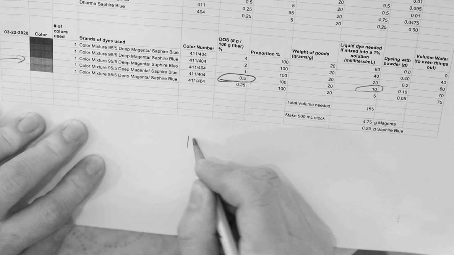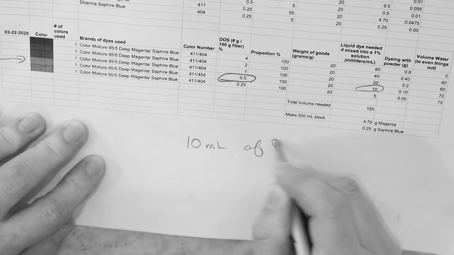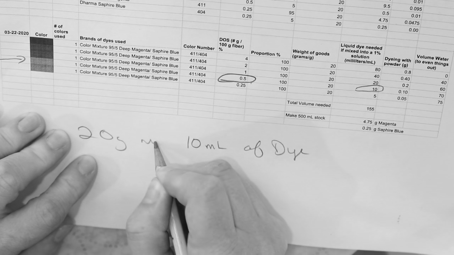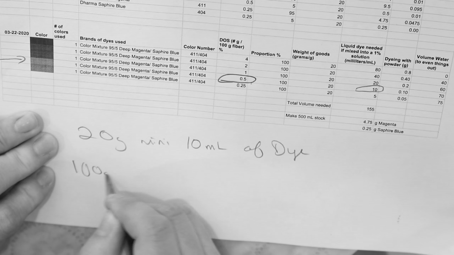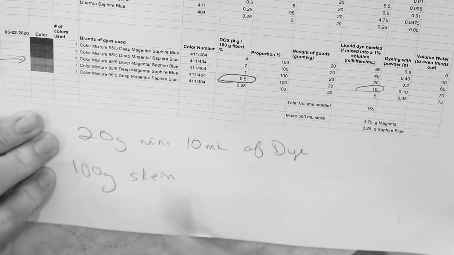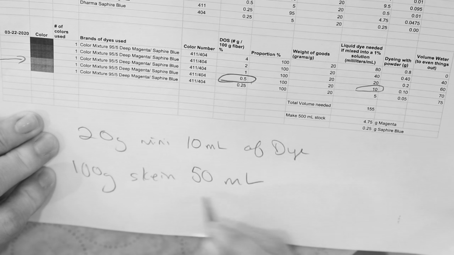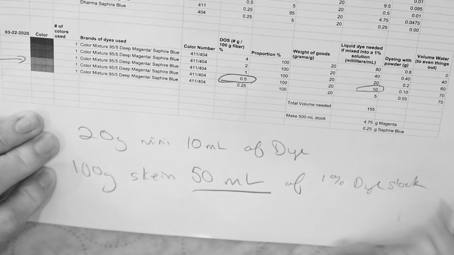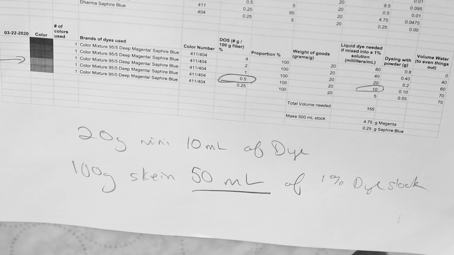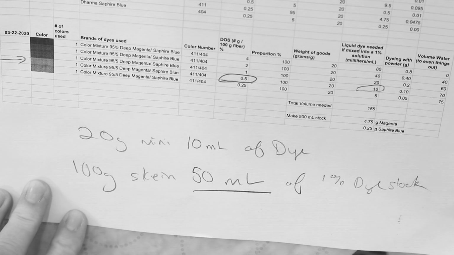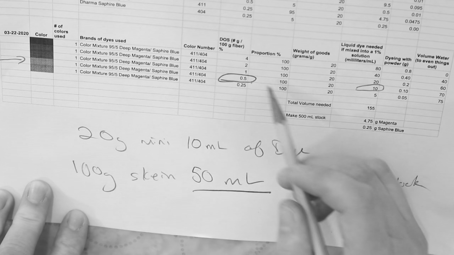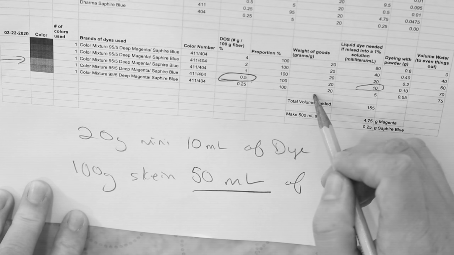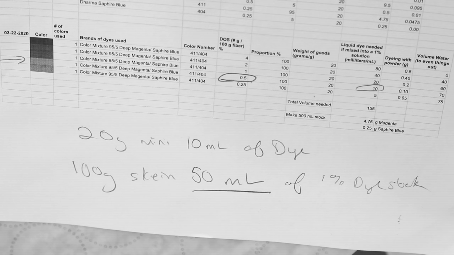But the color I want is the 0.5% dye. In this first one, I used 10 milliliters of dye for our 20 gram mini. To scale it up to 100 grams, I will want 5 times this, so I'm going to want 50 milliliters of the 1% dye stock. The math here from 20 grams to 100 is pretty simple, and I was able to just do that in my head. But having things set up and having your formulas set up in a spreadsheet so then you can go through and manipulate the weight of goods and play around with that is really useful.